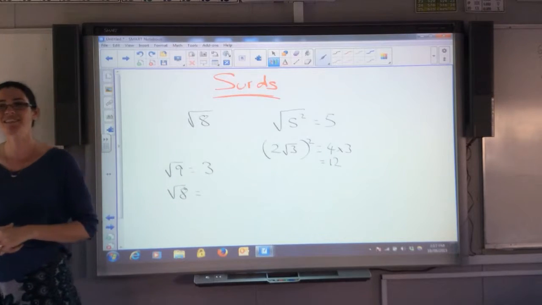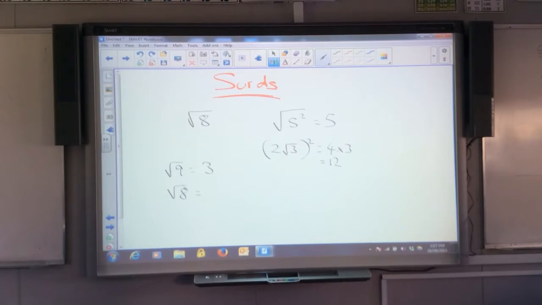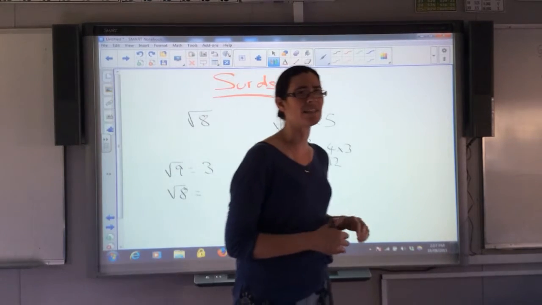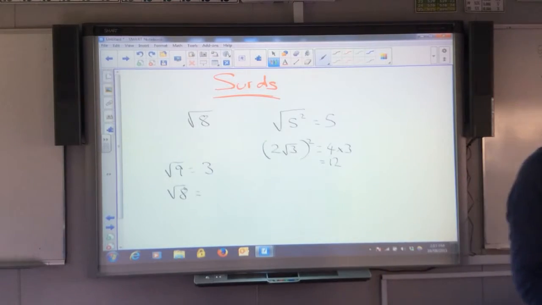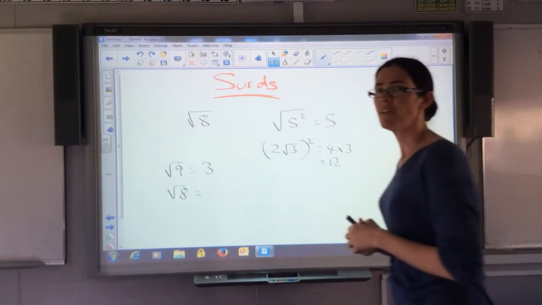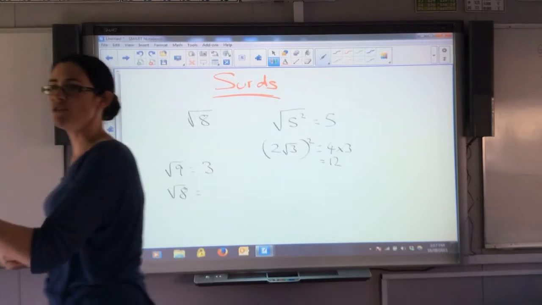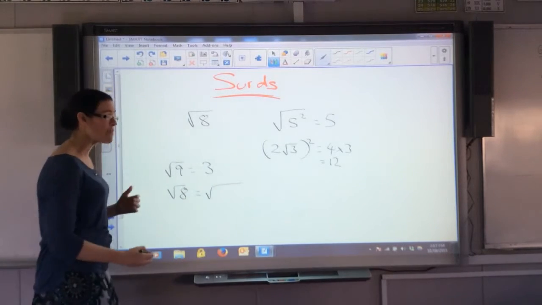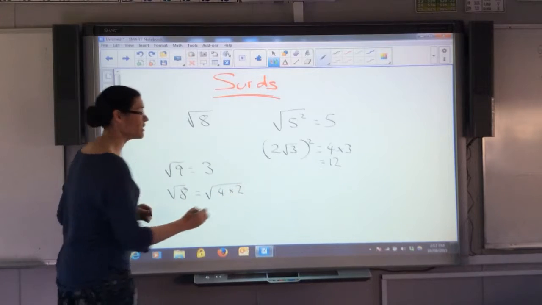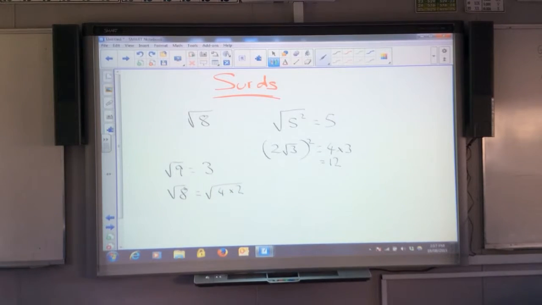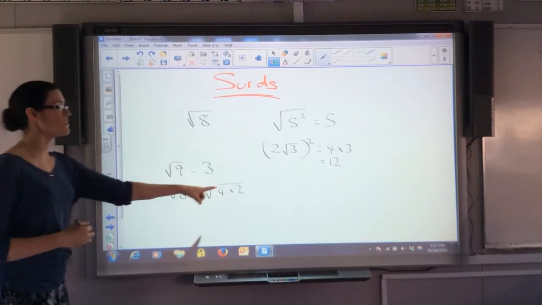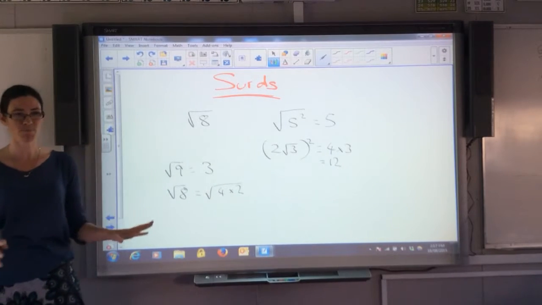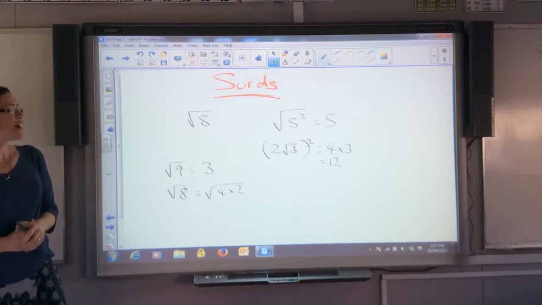Now, the 8 can't be simplified. But I know that one of those square numbers divides nicely into 8. What square number divides nicely into 8? 4. So 4 divides nicely into 8. So 8 is the same as 4 times 2. Do we agree? Okay, that's like primary school maths. We're good with that?